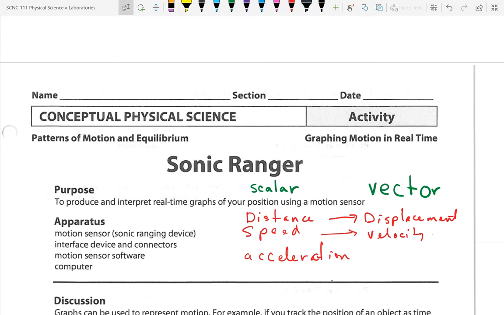Now speed, we all have a good feel for speed. I get in my car. Initially, my speed is 0. I press on the gas pedal. My speed changes, gets faster and faster. But we haven't really defined exactly what speed is. We have a feel for it. We know what it is. But in physics, we have an equation for it.